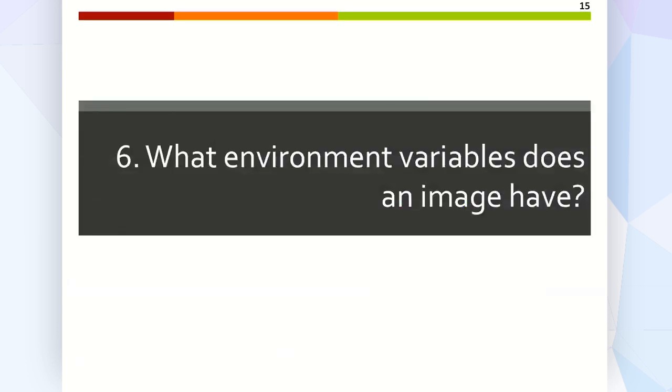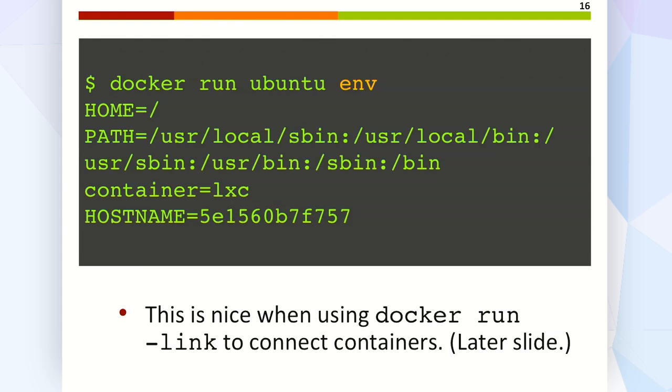Tip number 6. What environment variables does an image have? Sometimes you want to know that. You're wondering, in my image, I've created this now, what does the environment look like? Well, this is a little easy one. You just run env on the environment. Replace Ubuntu with your image name, and there it is. And then you just see it. This is especially handy later on with my last tip, which is when you are using names and links to link containers.